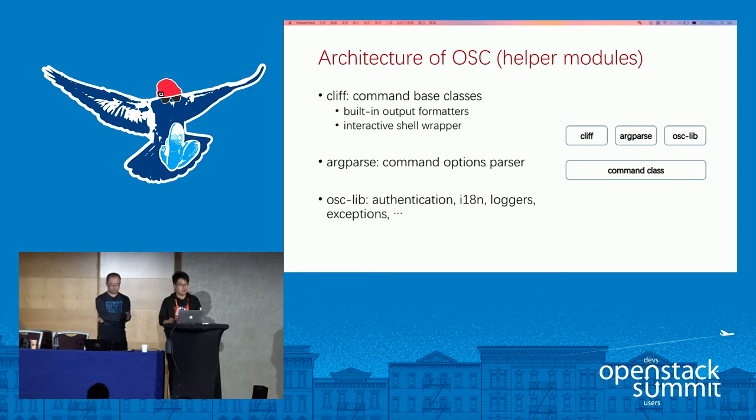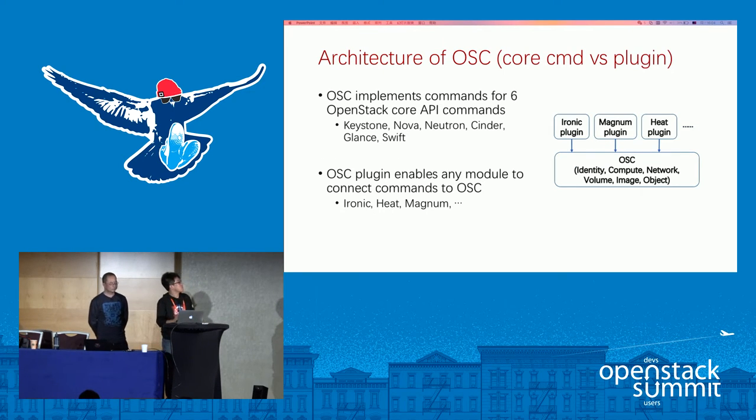Another one is argparse. It is used to parse the command line options. And OSC lib, which provides a lot of other functionalities like authentication, translation support, loggers, and exceptions. And the architecture of OpenStack client consists of two types of command line. First, the OpenStack client plans to implement six core API commands in itself. They are Keystone, Nova, Neutron, Cinder, Glance, and Swift. And all the other modules should implement their command line as a plugin to OpenStack client. So this is the architecture.